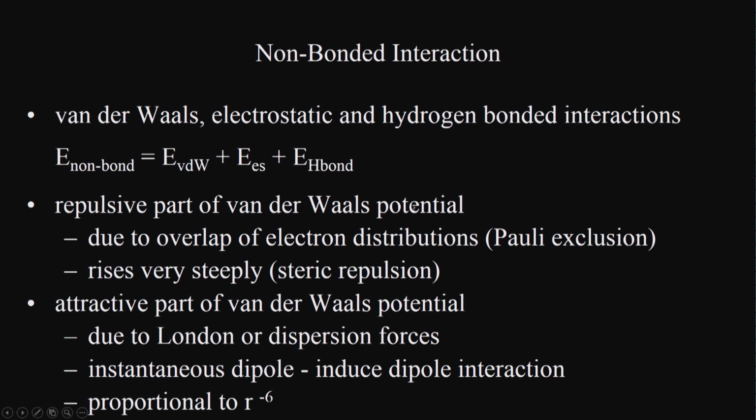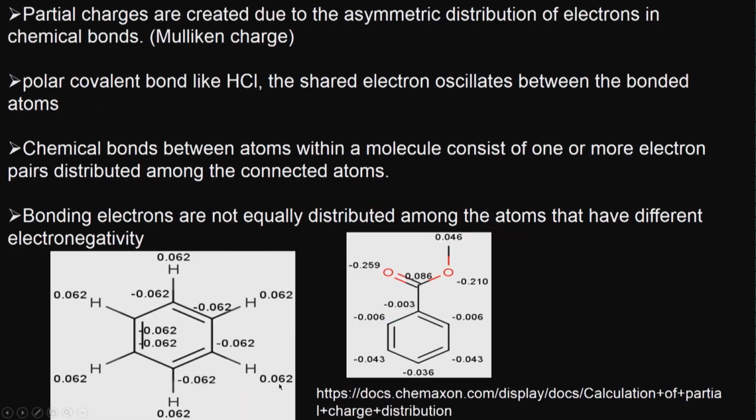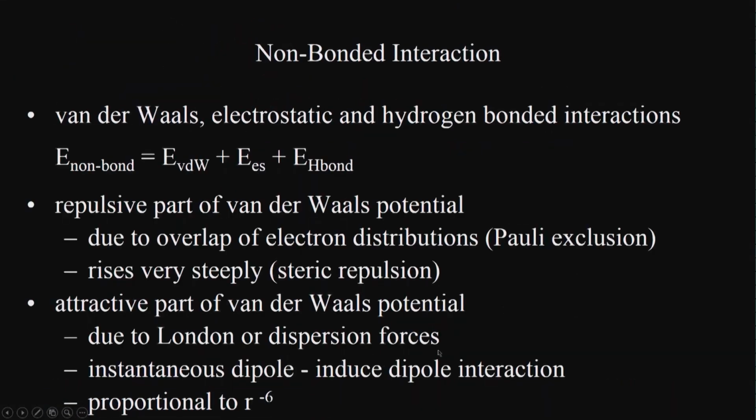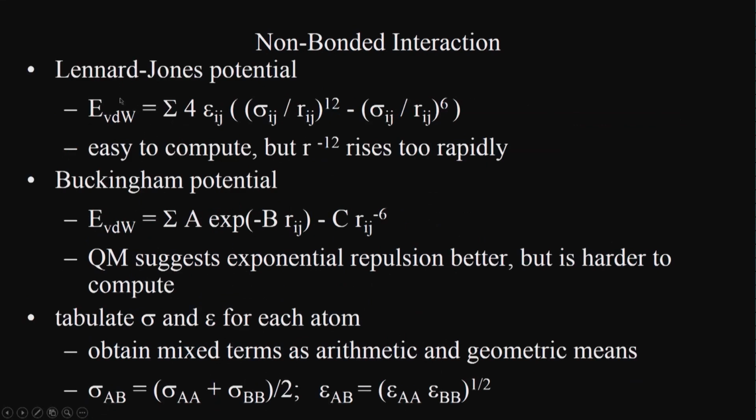The repulsive part of the van der Waals potential, due to overlap of electron distribution, is called Pauli's exclusion principle. It rises very steeply because of steric repulsion, okay. The attractive part of the van der Waals potential is due to London or dispersion forces, a dipole induced dipole interaction, and it is proportional to r power 6, okay. That is called the London or dispersion forces, okay.